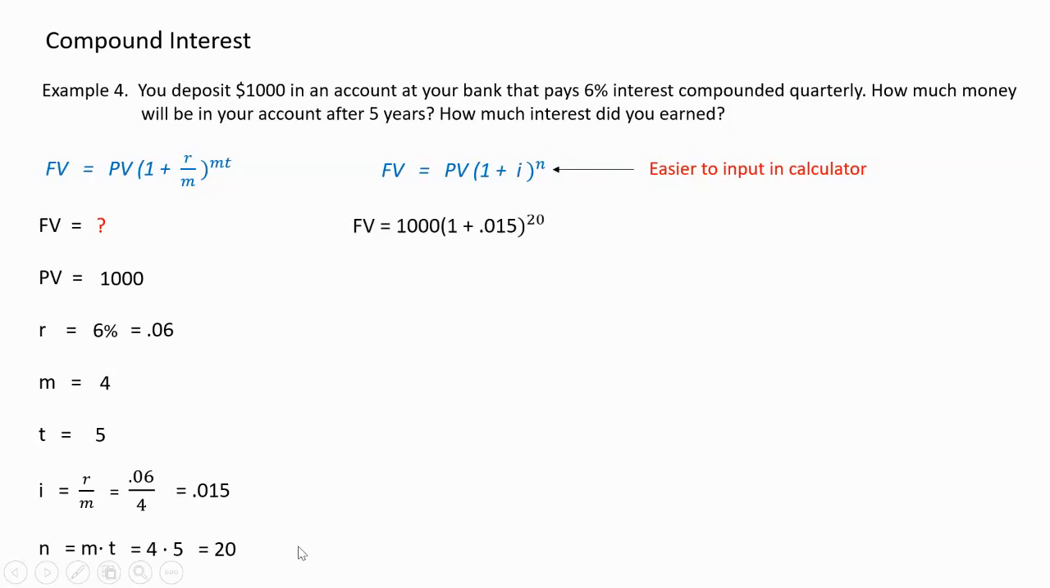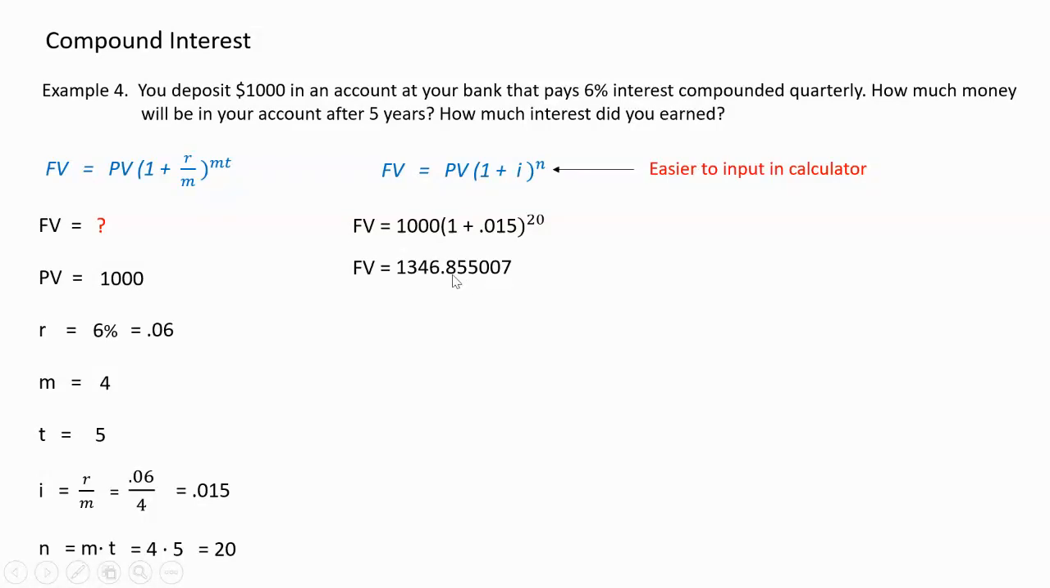So now all we do is write down the formula and plug everything in there. The present value was 1,000, the I was 0.015, and the N was 20. So now all we do is put it in the calculator just how it is. We're going to put 1,000 parentheses 1 plus 0.015 parentheses to the power of 20, and it's going to give us $1,346.86, because you have to round to the nearest penny.